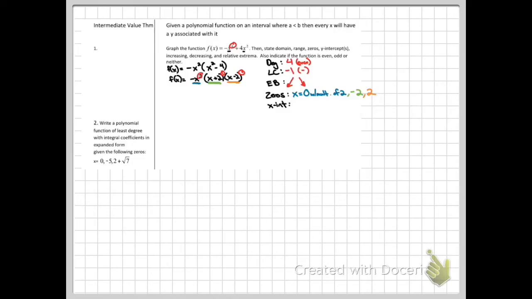Now, x-intercepts. It's kind of the same question, but you answer it differently. Notation is different. The first 0, 0, comma, 0. The next one, -2, comma, 0. And the final one, 2, comma, 0. So I'm trying to make the point that intercepts are a point and zeros are x equals answers.